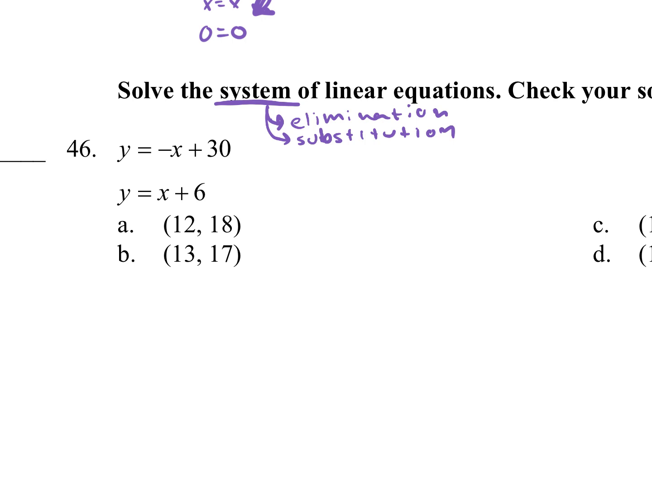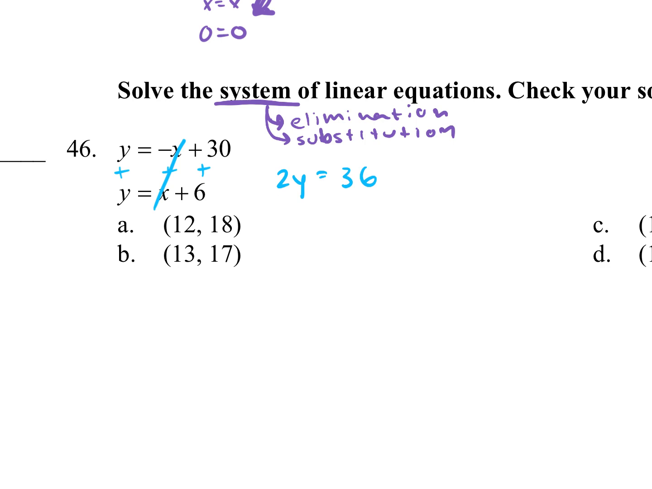We can do elimination. Do I have a variable that will cancel out? The negative x and x. So I'm just going to add all of my terms together. What is y plus y? 2y. Awesome. A lot of people made that mistake on the last test too. They thought that y plus y canceled, but it has to be a positive and a negative. So if we have a negative x plus x, that cancels. And then 30 plus 6 would be 36. So you can only combine like terms.